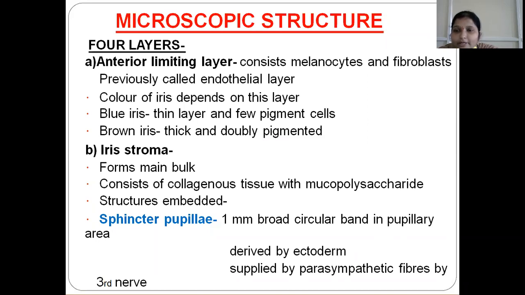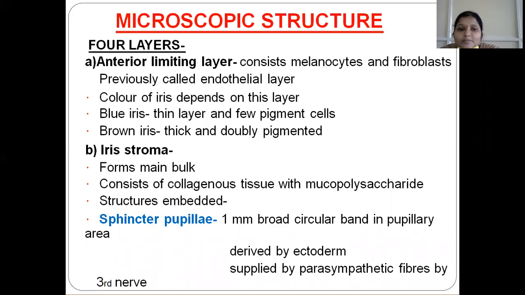Depending upon the amount of melanocytes present, the iris colors vary. It varies from blue to dark brown. When it is blue, the iris has fewer pigment cells and the layer is thin, whereas in a brown iris, this anterior limiting layer is thick and contains more pigment. Coming to the iris stroma, it forms the main bulk of the iris and consists of collagenous tissue along with various cells and muscles.